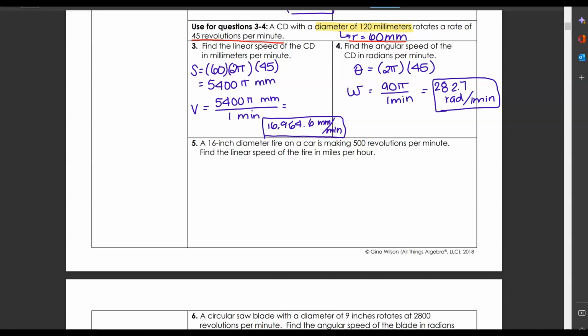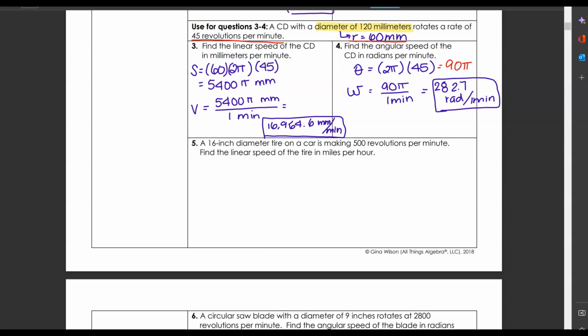For number 4, looking at the angular speed, we first have to calculate our theta, so we get 2 pi times 45, which gives us 90 pi. Then we take 90 pi, divide that by our time, and we get 282.7 radians per minute as our angular speed.